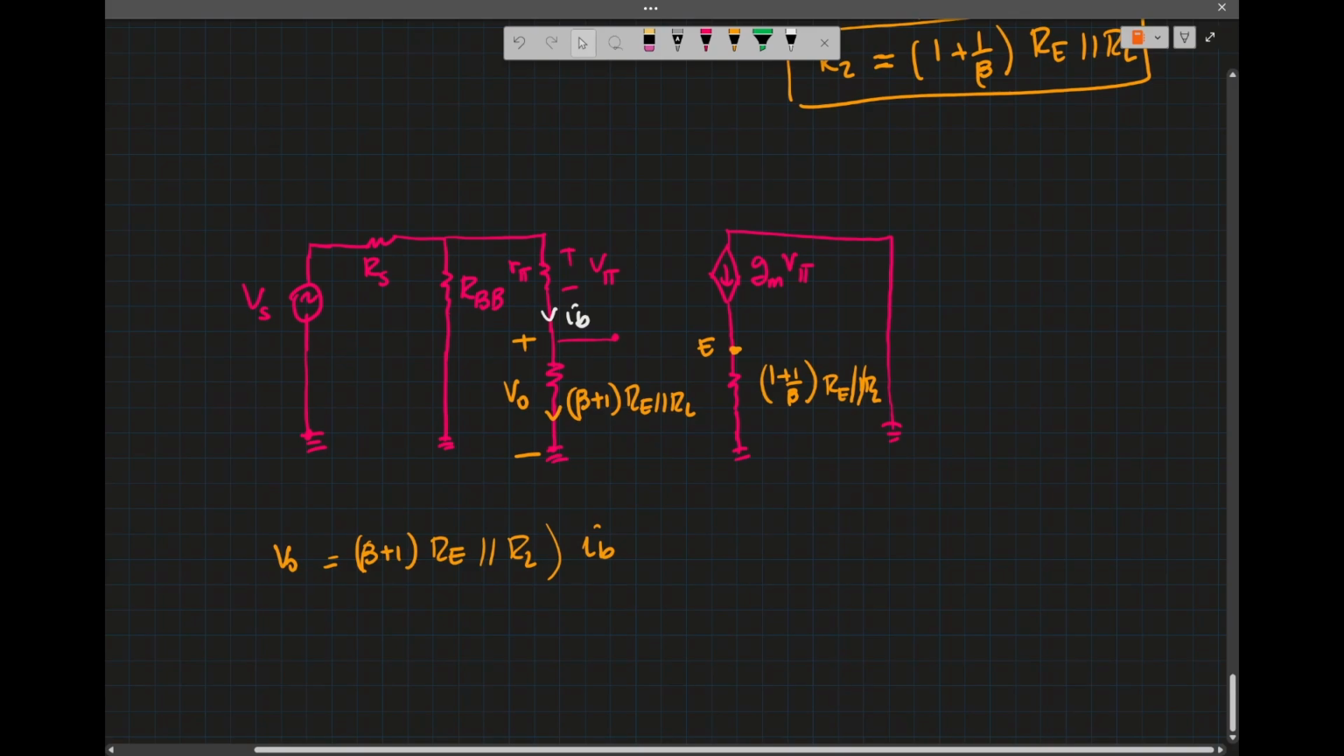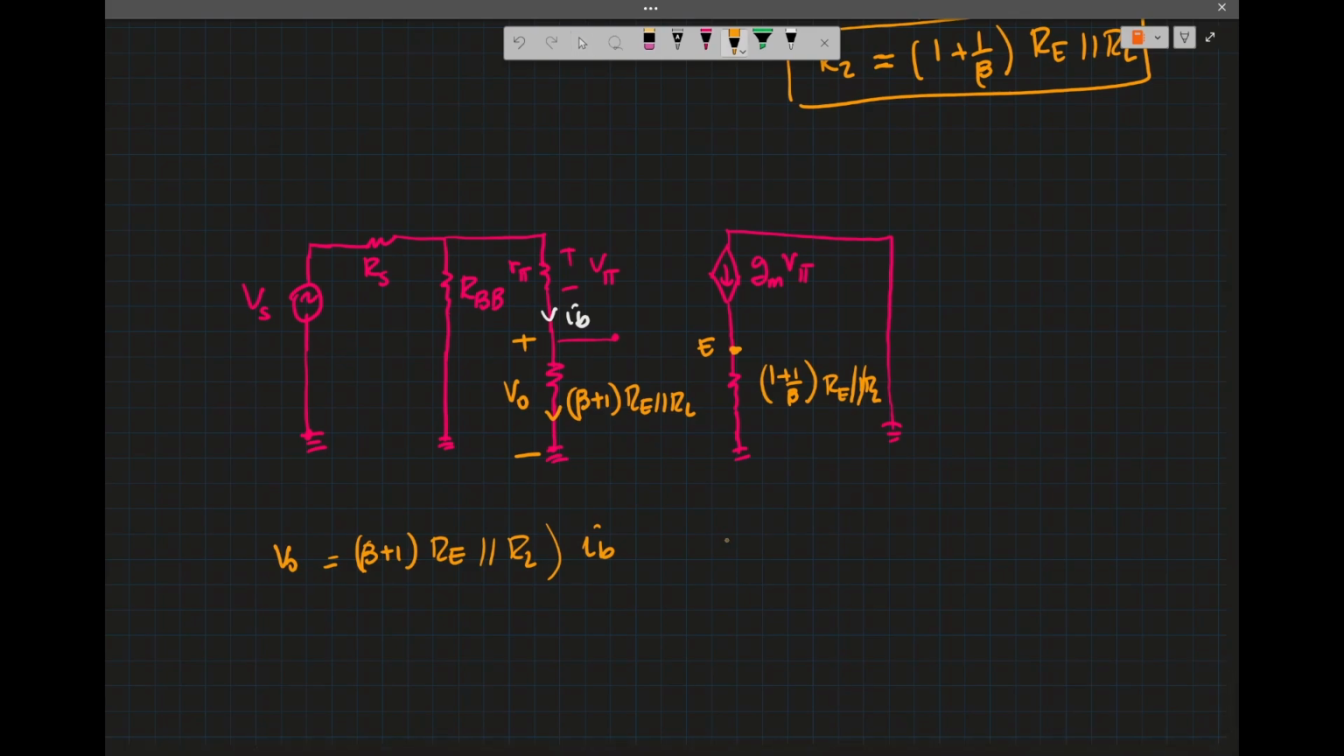Okay, and we know that IB here, right, there are many ways to do this. We could just calculate the voltage at the base and then do voltage division, right? And here we can find IB, right? So IB will be V pi over R pi, and then we could calculate. So there are many ways to do this, right?